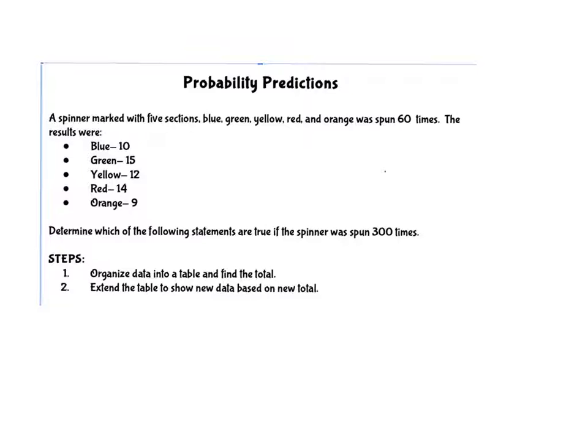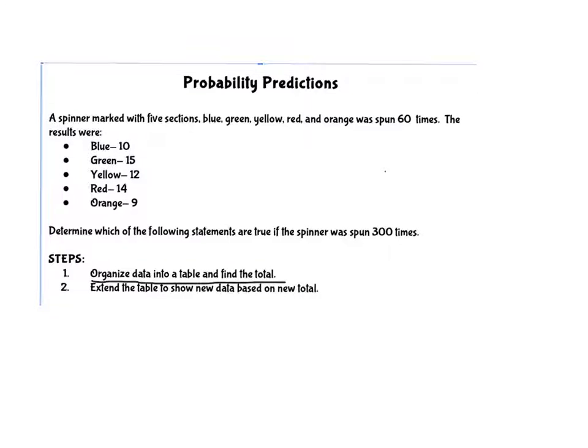Now, we'll look at the statements in a second, but first what we need to figure out is, how can we figure out what happens after 300 times? How can we make a prediction? How can we kind of semi-tell the future, like the vocabulary said, based on what we know? So we're going to follow these steps. Step 1 still says organize the data in a table and find the total.